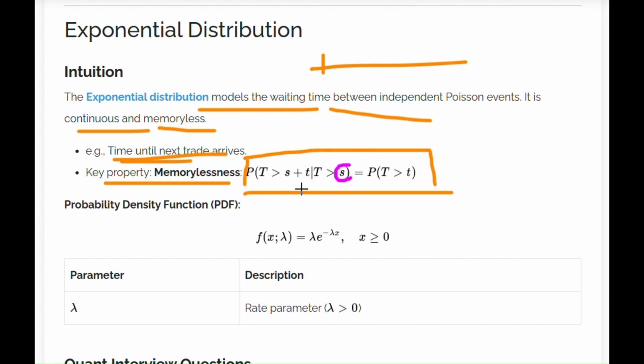You have already waited s time steps. What's the probability that you would wait another t time steps? So what this probability says is that this probability would be the same as if you had not initially waited, which is to say you're starting from the beginning and just waiting t time steps, and not having already waited s time steps.